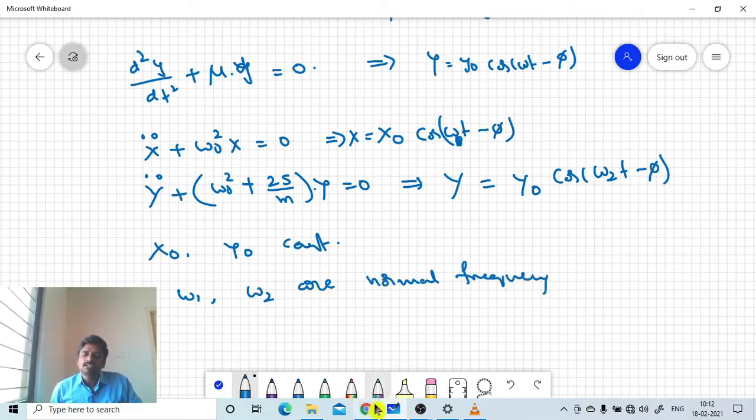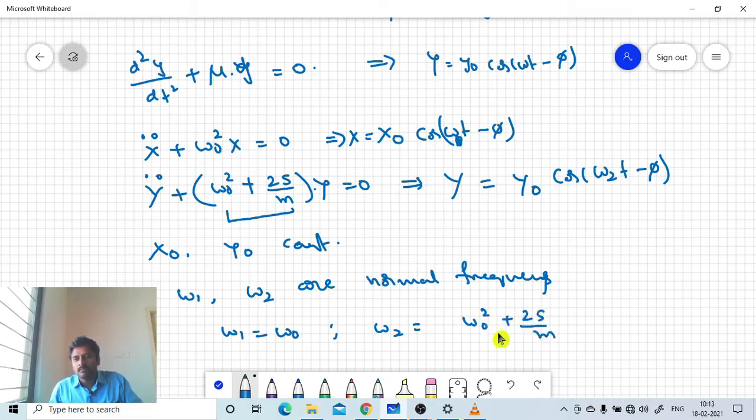So in this equation, what are the normal frequencies? Omega 1 in this present situation is equal to omega naught only, where omega 2 is equal to, here omega naught square is there, the square does not appear here, that's why omega 2 is equal to omega naught square plus 2s by m, whole to the power of 1 by 2. So this is the value of omega 1 and omega 2.